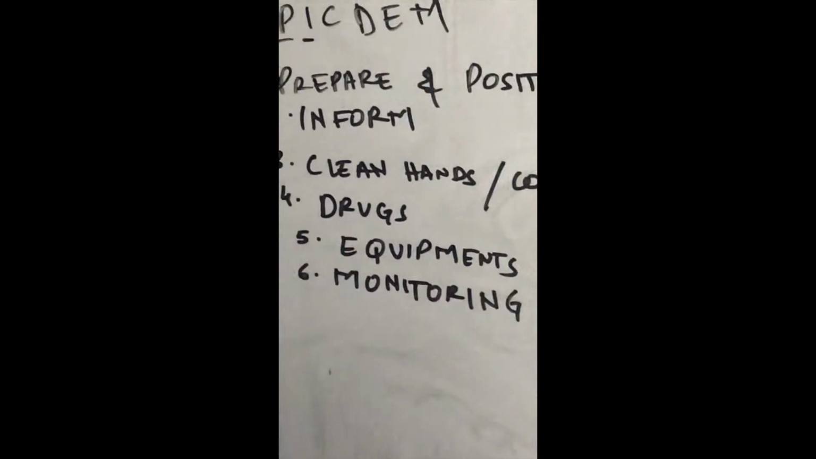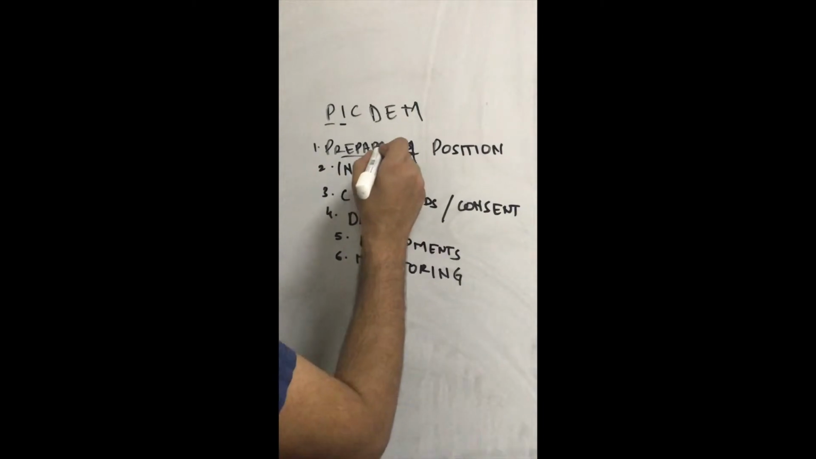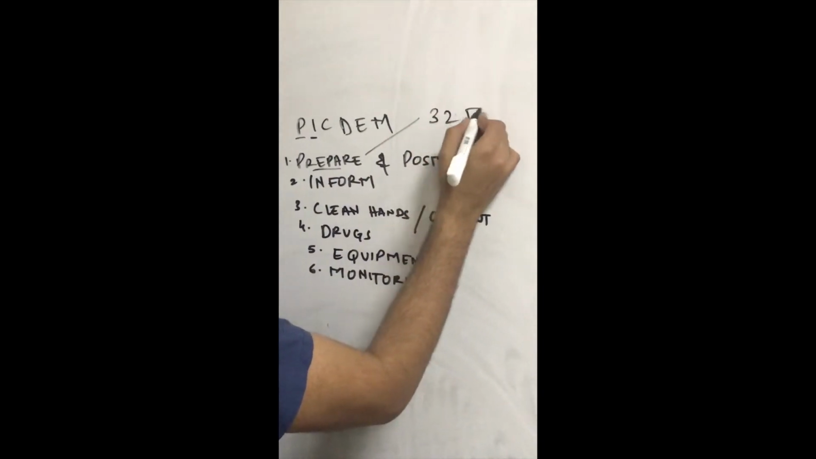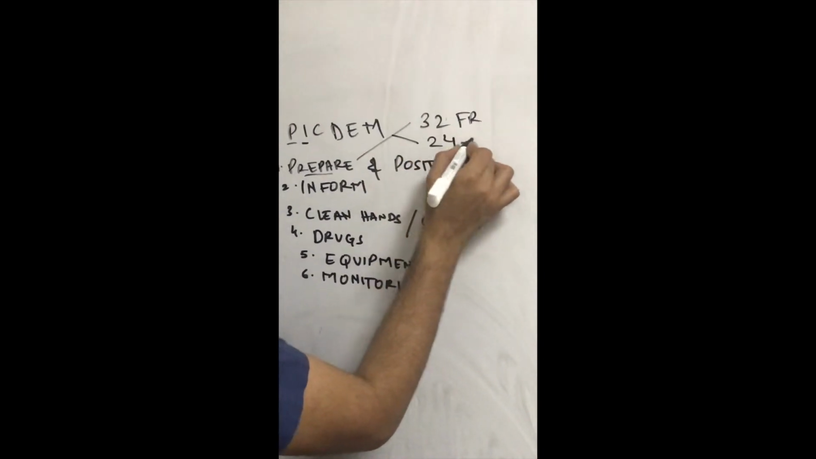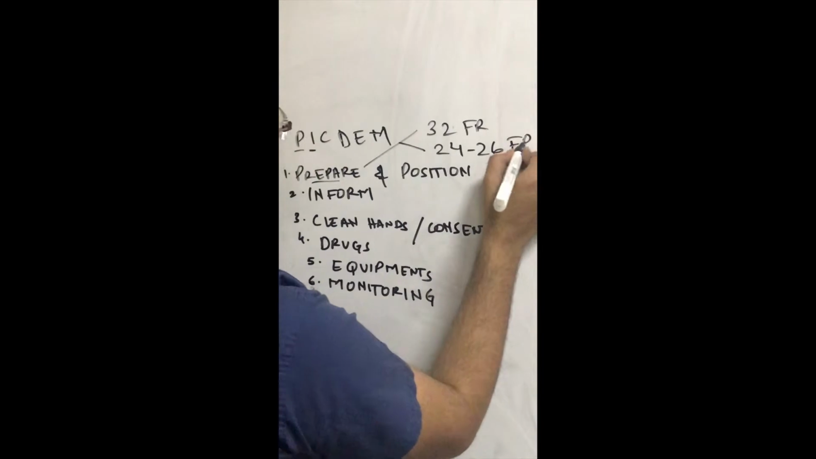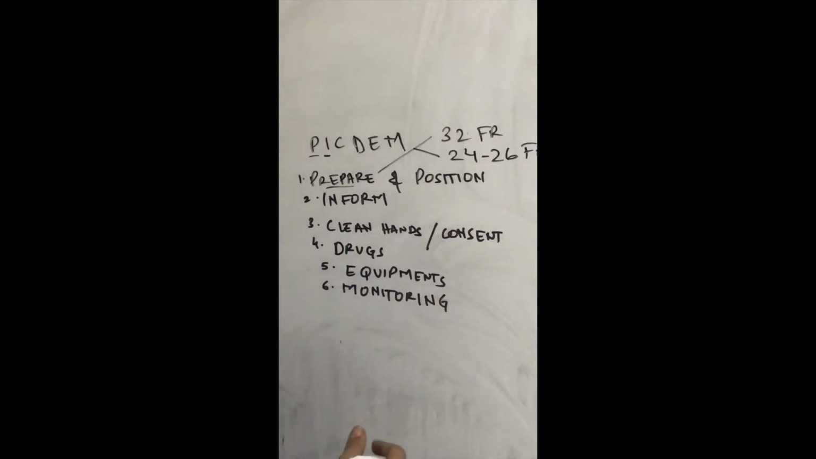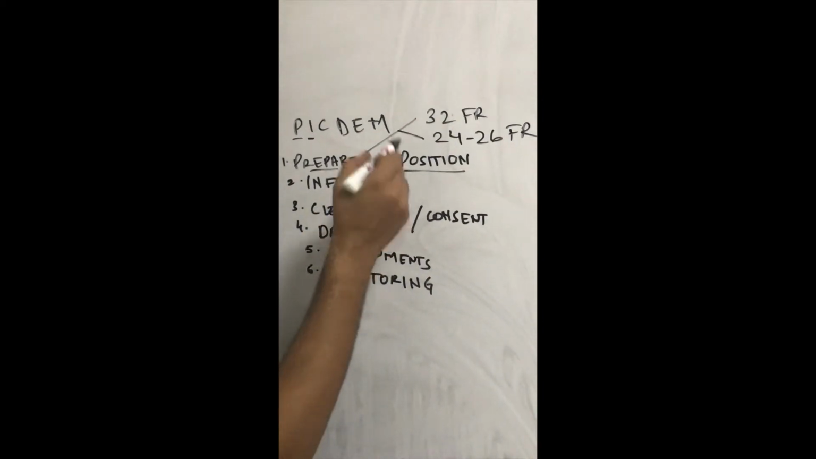So when we are talking about the chest tube, we prepare an appropriate size chest tube. For example, for hemothorax, we do a 32 French chest tube, and for pneumothorax, we do 24 to 26 French chest tube. And we prepare the chest tube insertion tray. Position, we need to know where exactly we put in the chest tube.